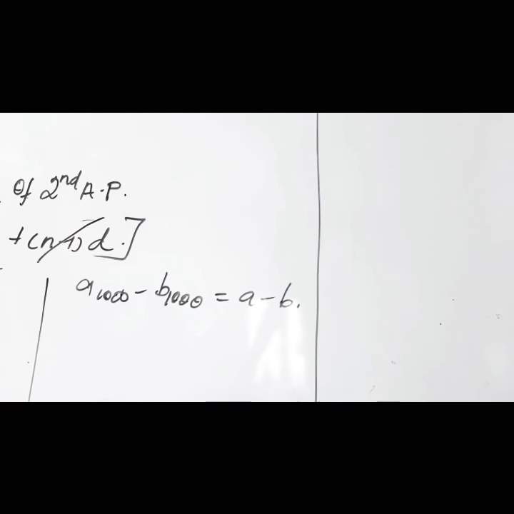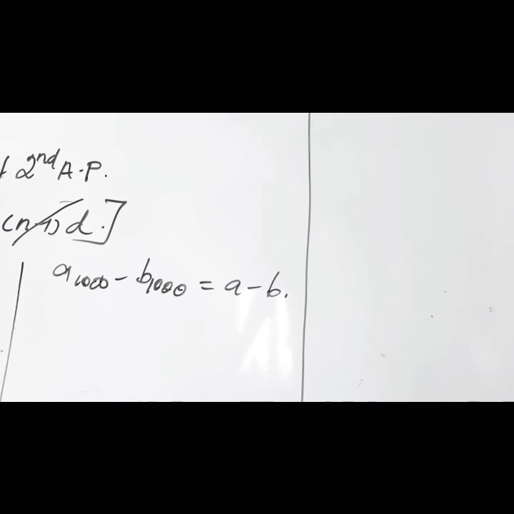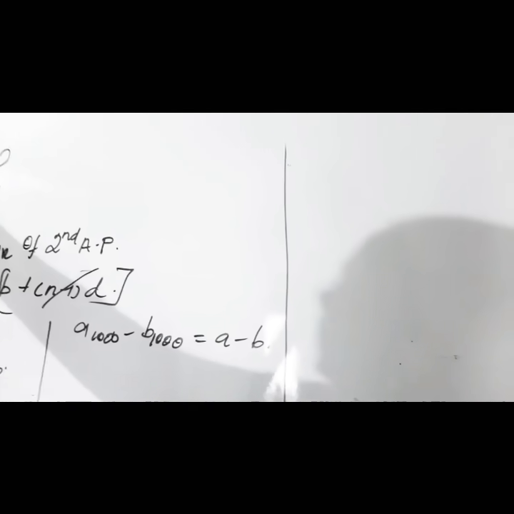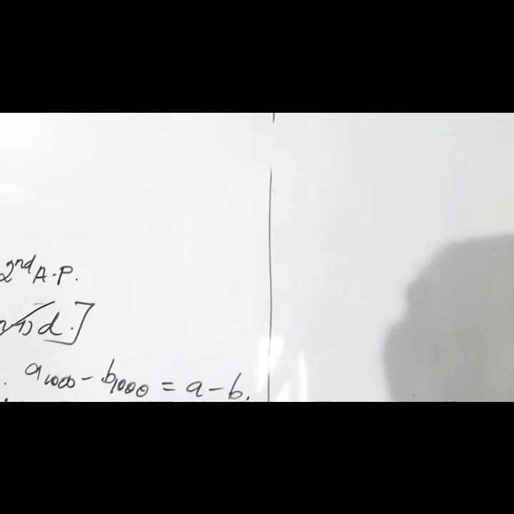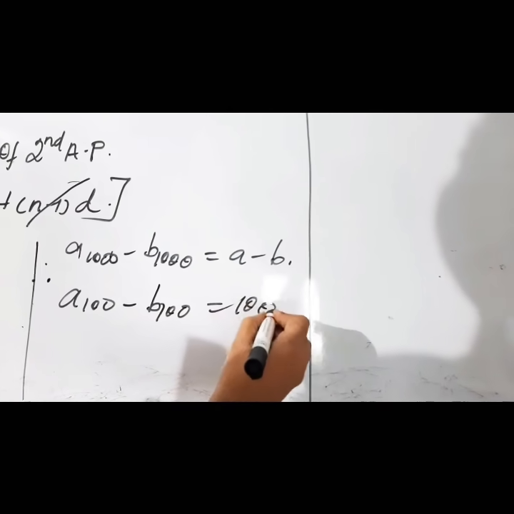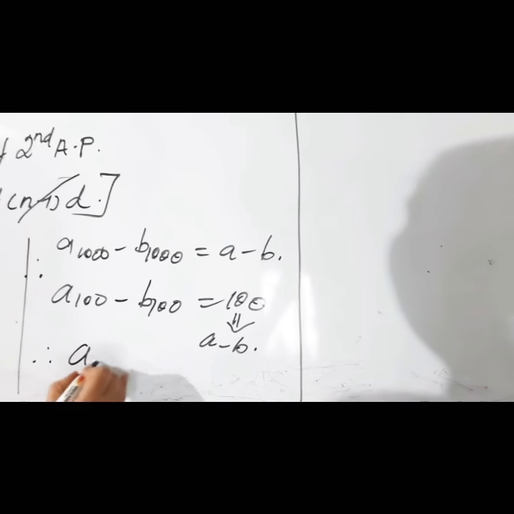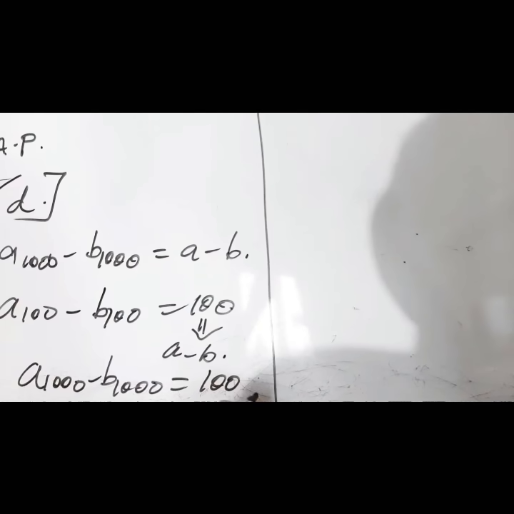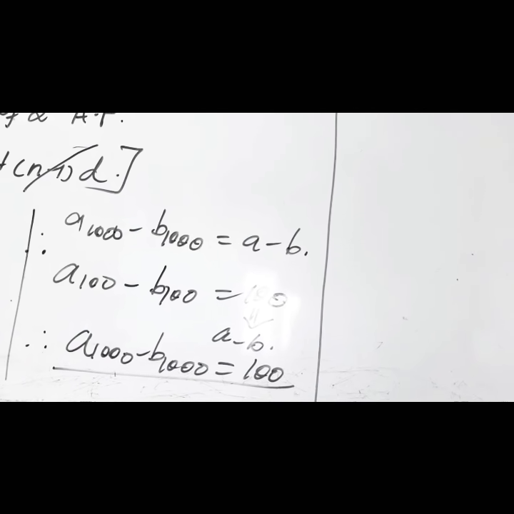What does it mean? When you take any difference, that is A10 and B10 difference, or A100 B100 difference, or A1000 B1000 difference, it remains the same. So what is given in your question? A100 minus B100. What is A100 minus B100? Therefore A100 minus B100 is 100, which gives A minus B is equal to 100. Therefore, what will be the value of A1000 minus B1000 then? That is also equal to 100.